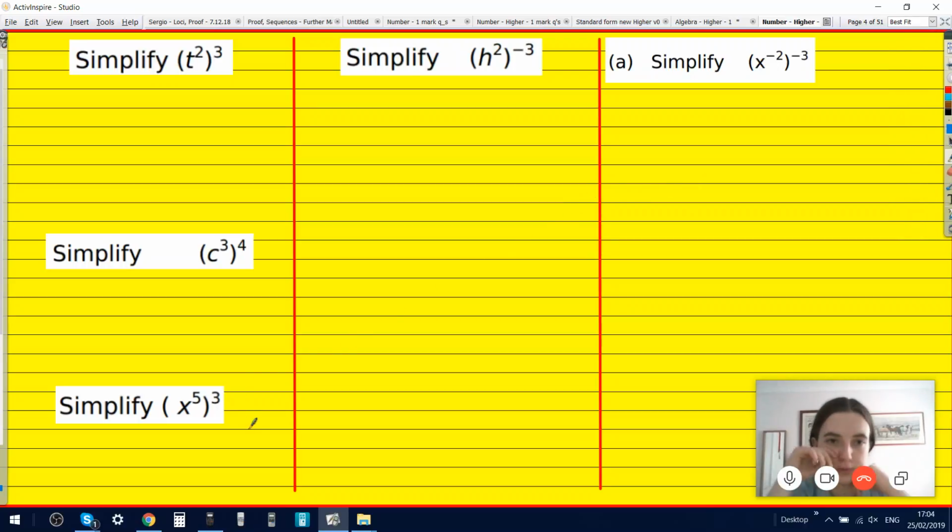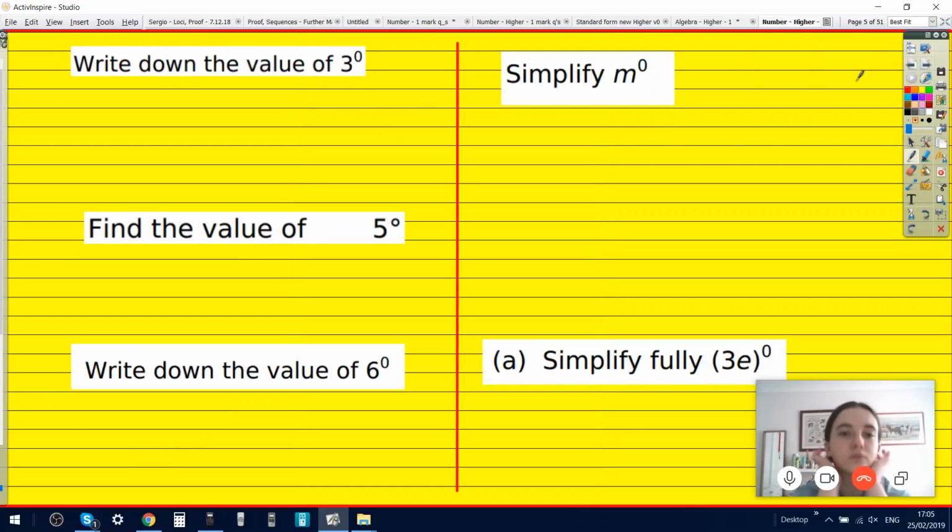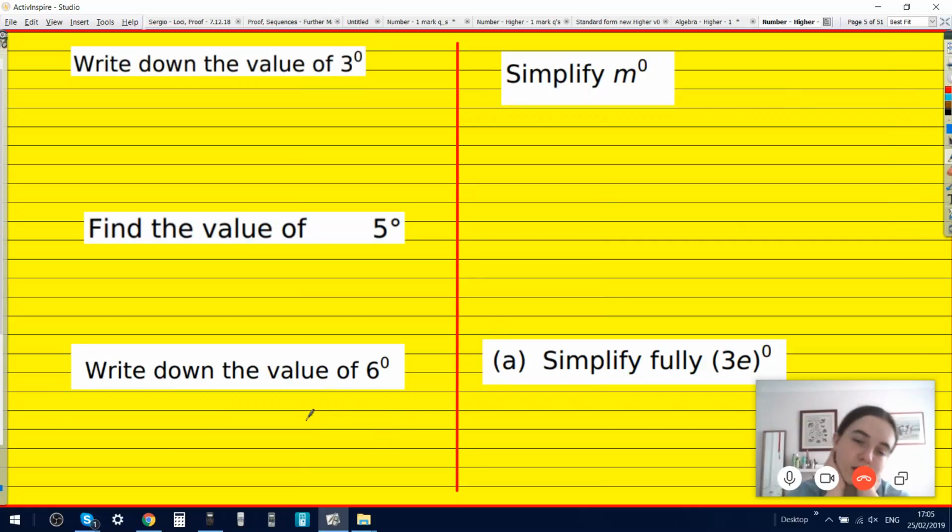Let's do bottom left. X to the 15. Middle. H to the minus 6. And top right. X to the 6. Bottom left. 1. Top right. 1. Bottom right. 1. Yep.